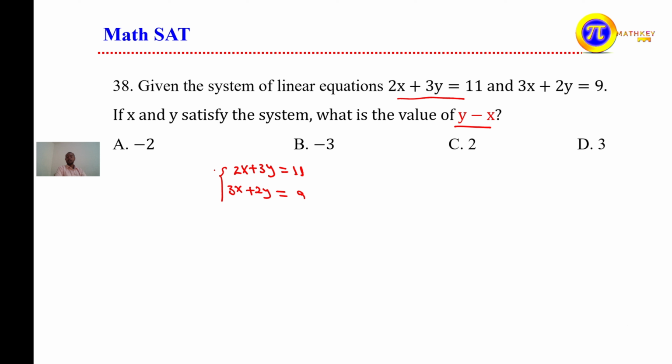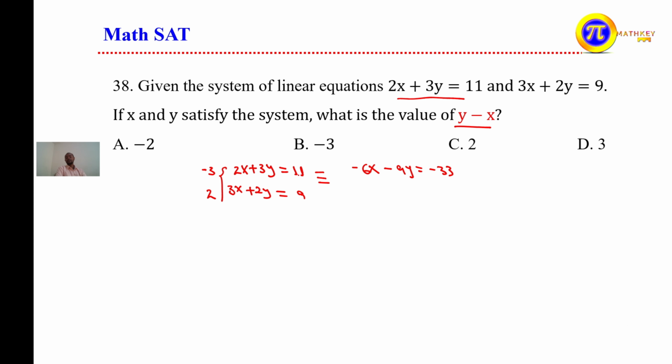If you use the cancellation method, let's try to cancel x. The coefficient in the first equation is 2 and in the second it is 3, so take the LCM, that is 6. We multiply the first equation by negative 3 and the second by 2. The first becomes negative 6x minus 9y is equal to negative 33.